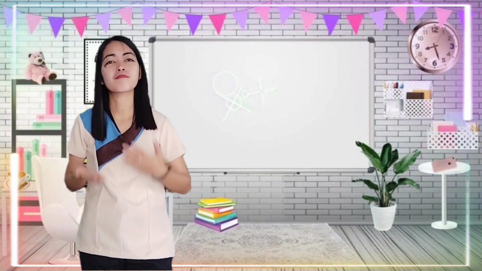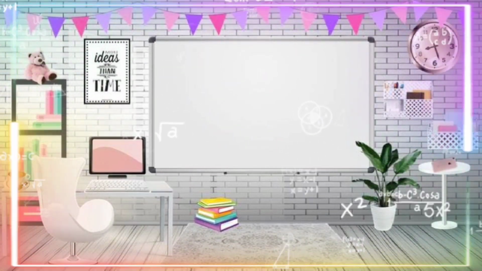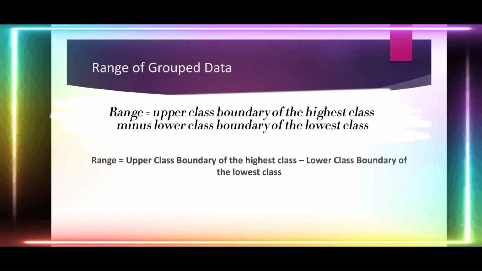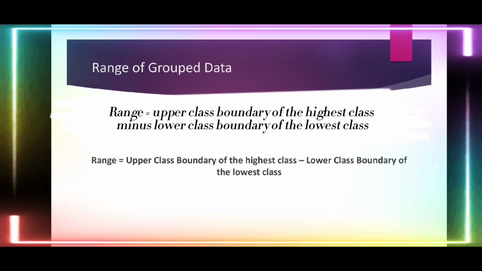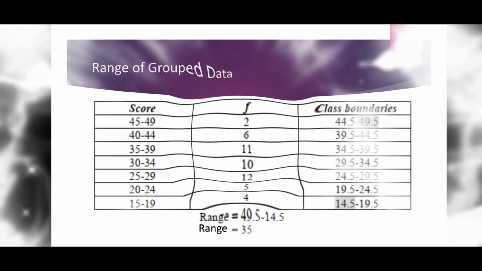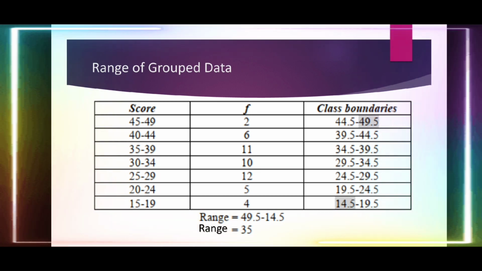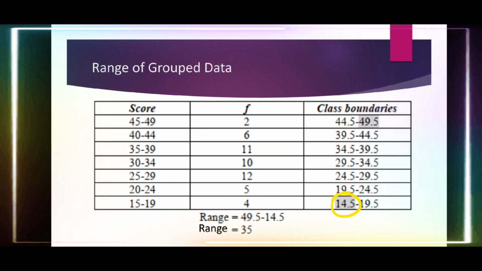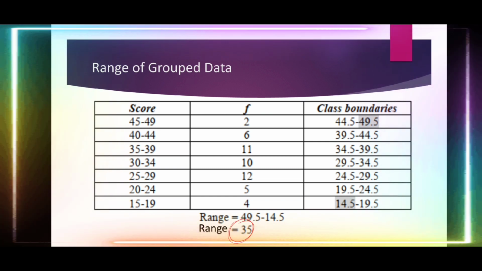So let's proceed now to our next topic, which is the measures of variability of group data. To solve for the range, subtract the upper class boundary of the highest class and the lower class boundary of the lowest class. Say for example, in this group data, the upper class boundary of the highest class is 49.5 and the lower class boundary of the lowest class is 14.5. Subtract the two, therefore the range is 35.